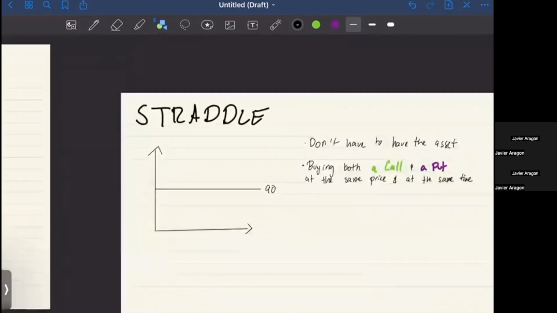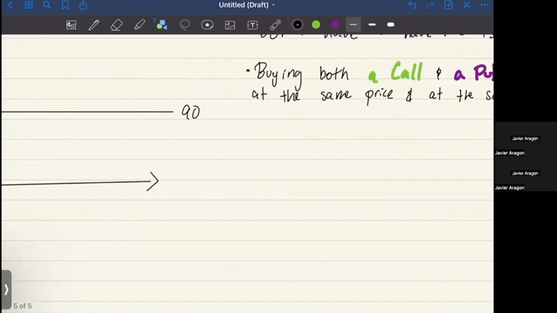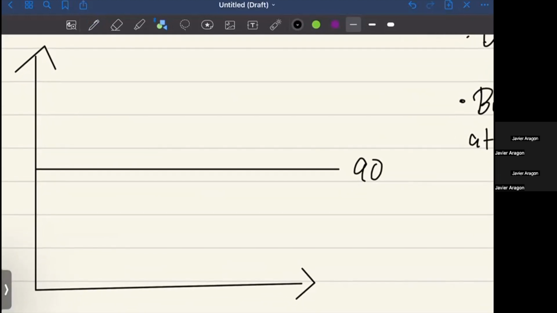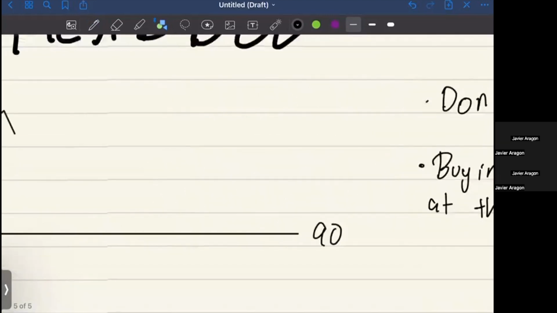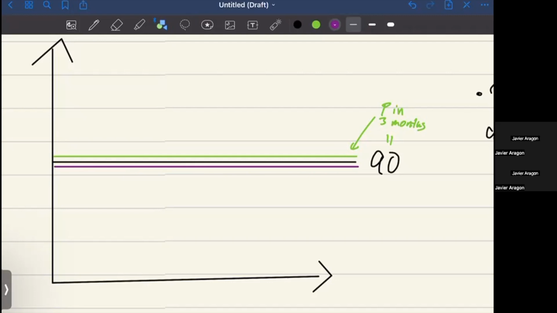But essentially you're buying a call and you're buying a put at the same price and at the same time. What I mean by this is that you're going to bet that the stock price, and let's make my call green, in say 3 months is going to be 90, and again, in your put, your price is going to be, ooh, that's a horrible arrow.